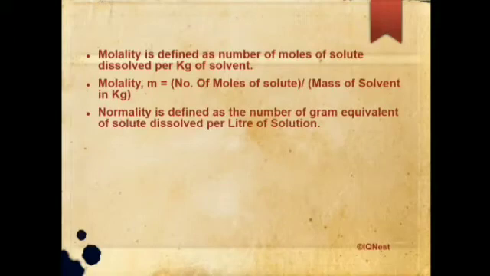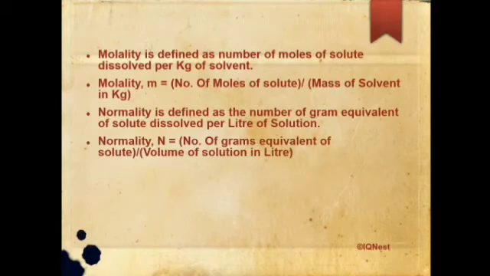Next, what is normality? Normality is defined as the number of gram equivalents of solute dissolved per liter of solution, and the equation for normality is, normality, capital N, is equal to number of gram equivalents of solute divided by volume of solution in liter. So please remember these three terms, molarity, molality and normality. Questions can be asked about these three terms and you should be aware of the equations of these three terms.